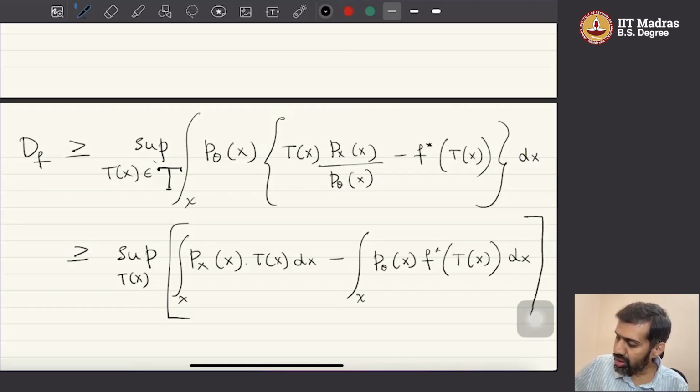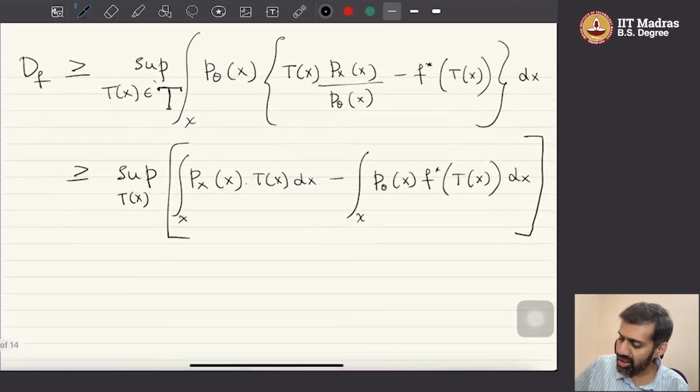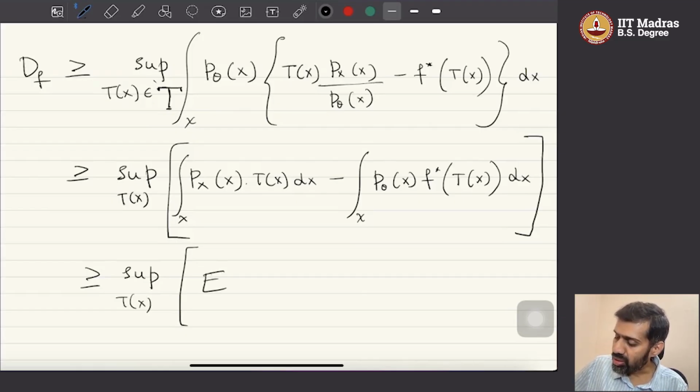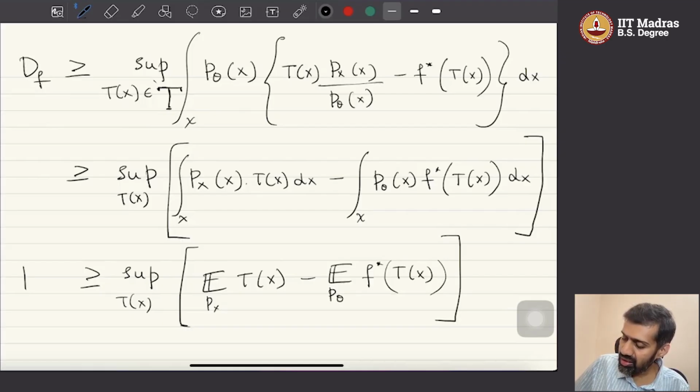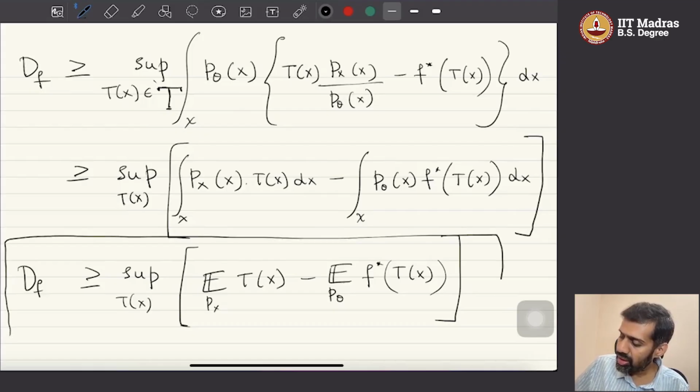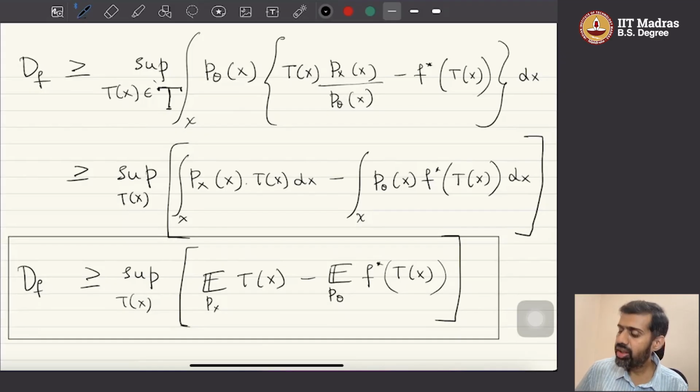Right? So now if you can appreciate, what we have inside the square bracket are nothing but expectations. So we have the expectation of this function t of x with respect to px minus the expectation of this function f star of t of x with respect to p theta of x. Now this is what we have. So which means that we have achieved our goal, that we have expressed the f divergence in terms of expectations over px and p theta.